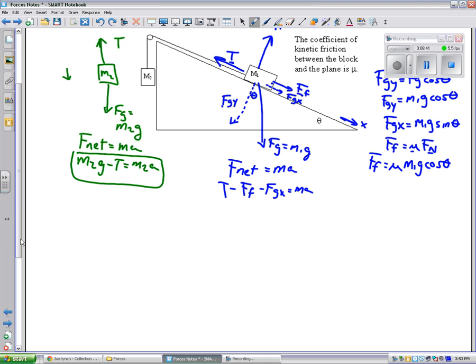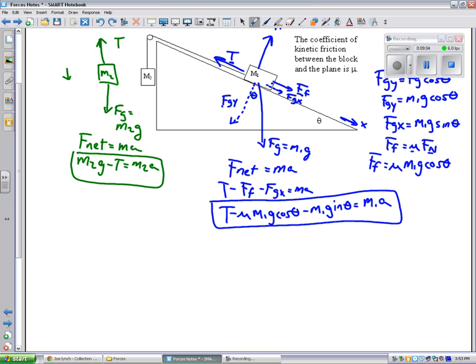So now I can start plugging in what I have for these. It's going to be T minus FF, which is mu M1G cosine theta, minus FGX, which is M1G sine theta, equals M1A. And we'll put a big box around that guy. Okay, now how do we solve it? We combine the two equations.